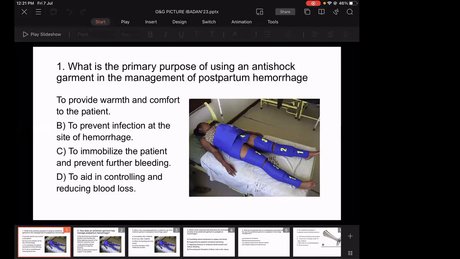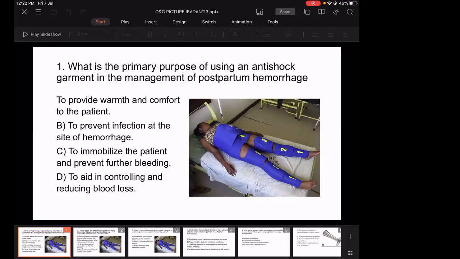So the first question here says, what is the primary purpose of using an anti-shock garment in the management of postpartum hemorrhage? A, to provide warmth and comfort to the patient. B, to prevent infection at the site of hemorrhage. C, to immobilize the patient and prevent further bleeding. D, to aid in controlling and reducing blood loss. So, of course, the correct answer here is D. You are trying to control and reduce the blood loss that the woman is having.